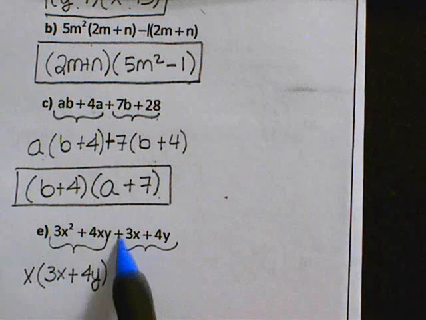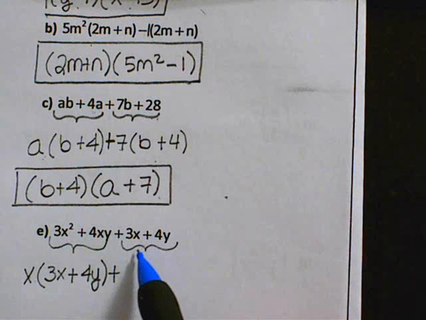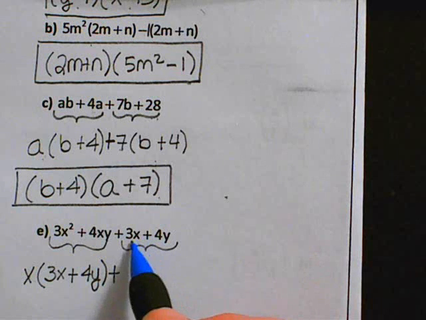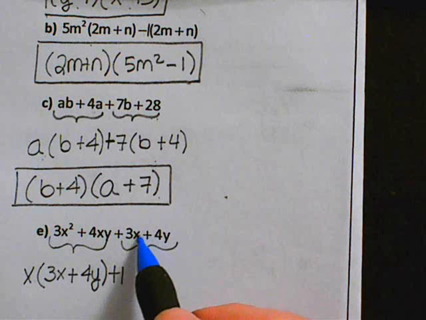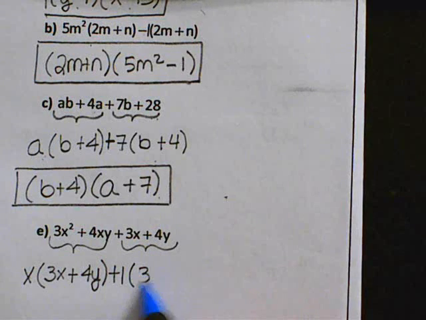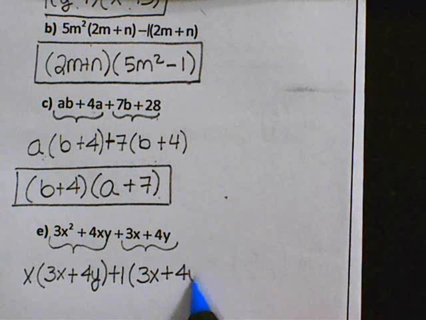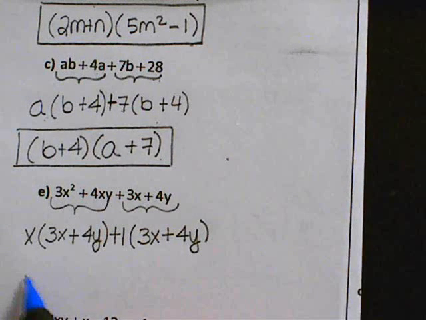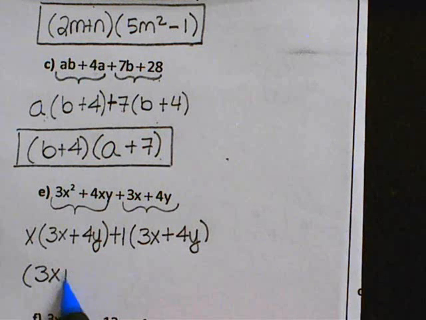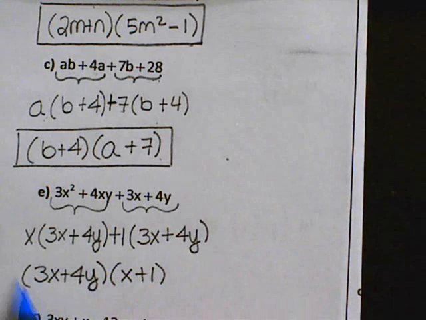Now, if I bring down the positive, if I look at the next two terms, what can I factor from 3x and 4y? Nothing really except for 1. So in this case, we're going to factor the 1. And 3x divided by 1 is 3x. And 4y divided by 1 is 4y. Now that I have that, what do they have in common? They have in common 3x plus 4y. And if I remove what they have in common, what's left? The x plus 1. So that will be my answer for this factorization.